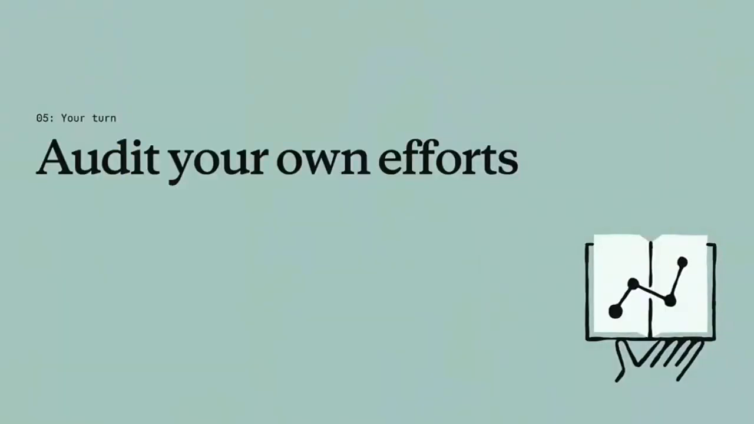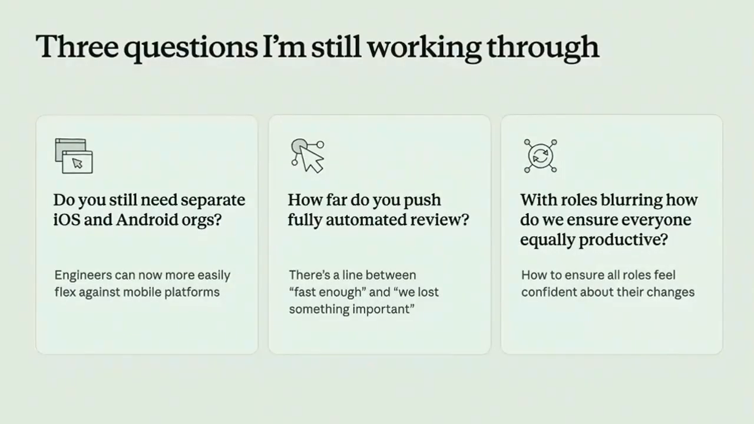Okay, so my last section is to audit your own efforts. I'll share with you transparently, I still have a couple of questions that I'm asking myself. The iOS and Android org is a very interesting one. When engineers can now more efficiently flex across different mobile platforms, does the more traditional way of having an iOS team and an Android team still make sense? That's something I'm still thinking through.